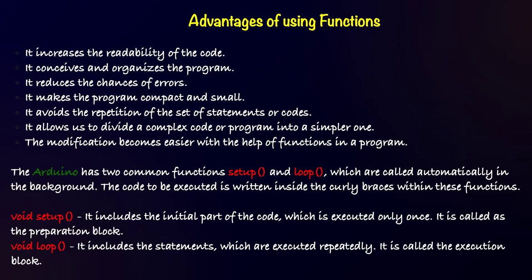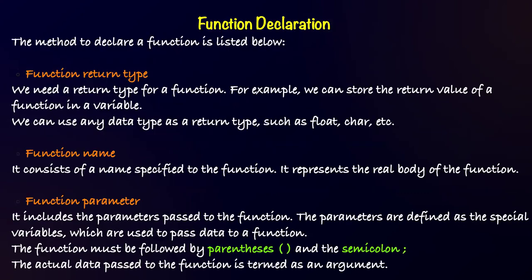Then comes void loop. It includes the statements which are executed repeatedly. It is called the execution block. So first we have the setup, or preparation block. After we have prepared, the board or the microcontroller is ready to take in instructions. Then comes the role of the void loop, the execution block. So this is about the most important functions in Arduino.